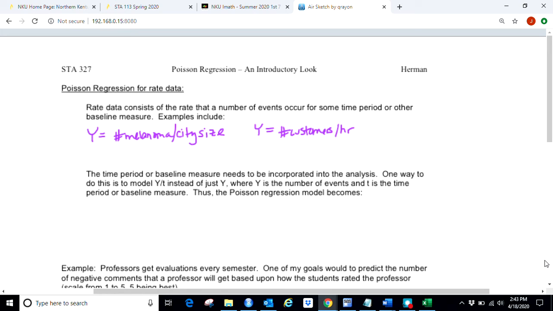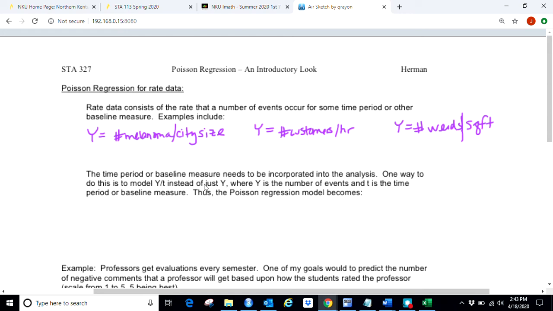Or I might model the number of weeds that someone has in their yard, but based upon how many square feet, so how many weeds per square foot. So we're really working with still this being our Y, but we're accounting for another measure, and that's what the rate data means: we're taking into account some other measure that we might be working with.